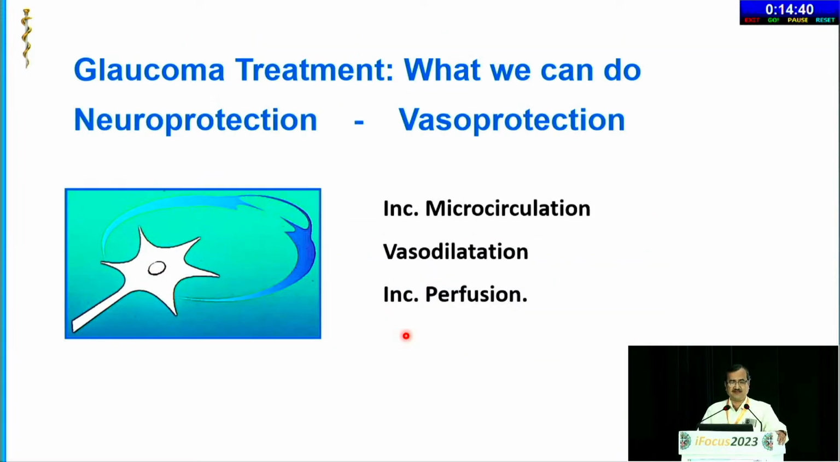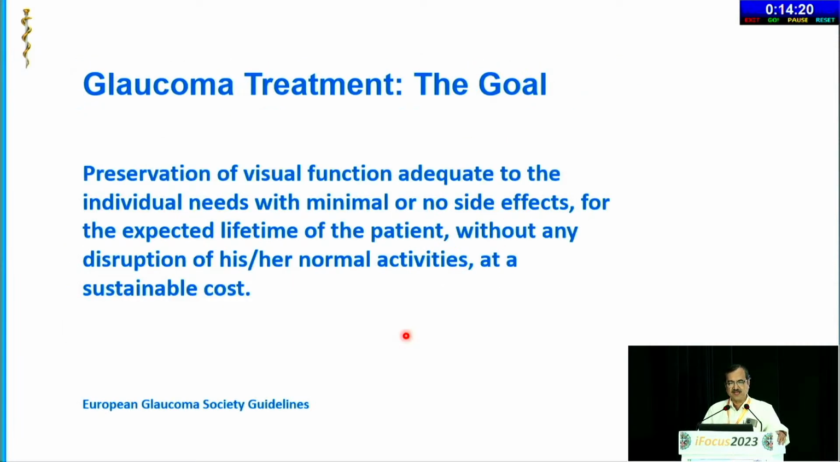So, can we give some sort of neuroprotection, or some sort of vasoprotection, that is by increased microcirculation or vasodilatation or increased perfusion to the optic disc? It is still under experimental stages, but promising results are coming, and probably in the near future we may have conclusive evidence regarding this. So, what we have discussed till now, the ultimate goal of medical management boils down to this one particular statement: preservation of visual function adequate to the individual needs with minimal or no side effects for the expected lifetime of the patient without any disruption of his or her normal activities at a sustainable cost.